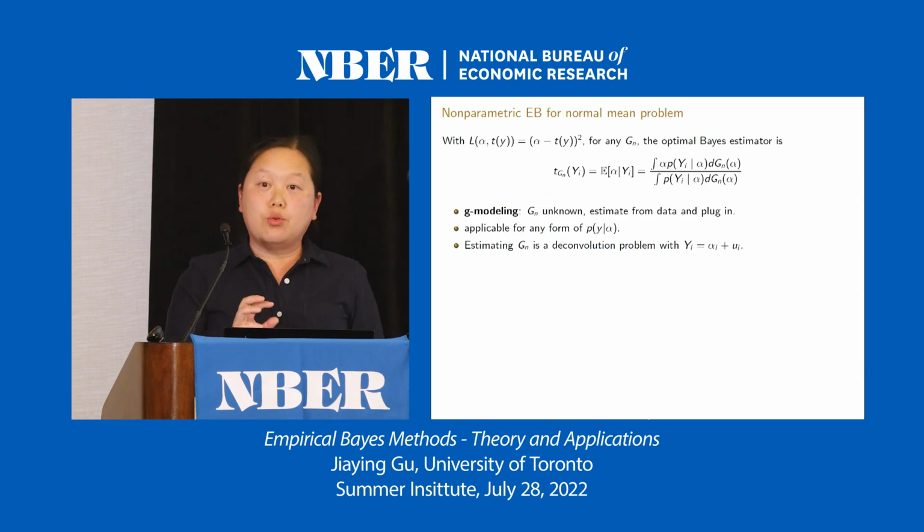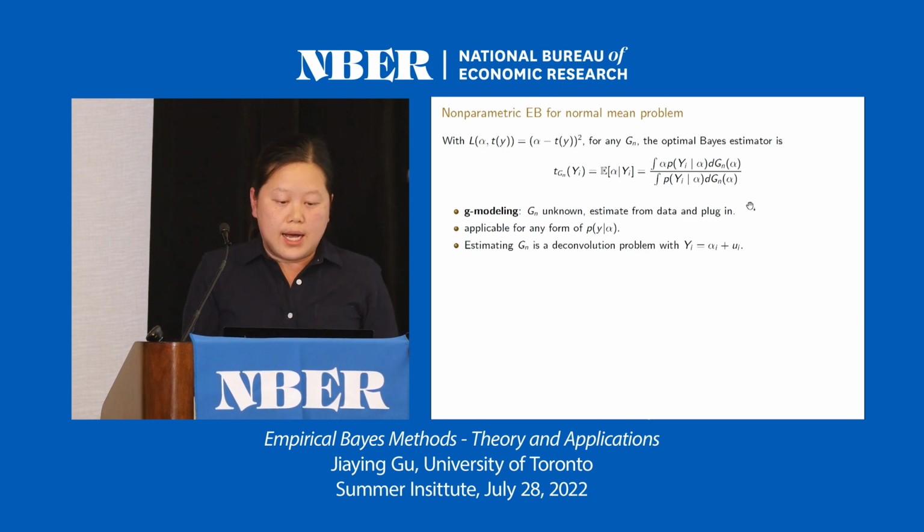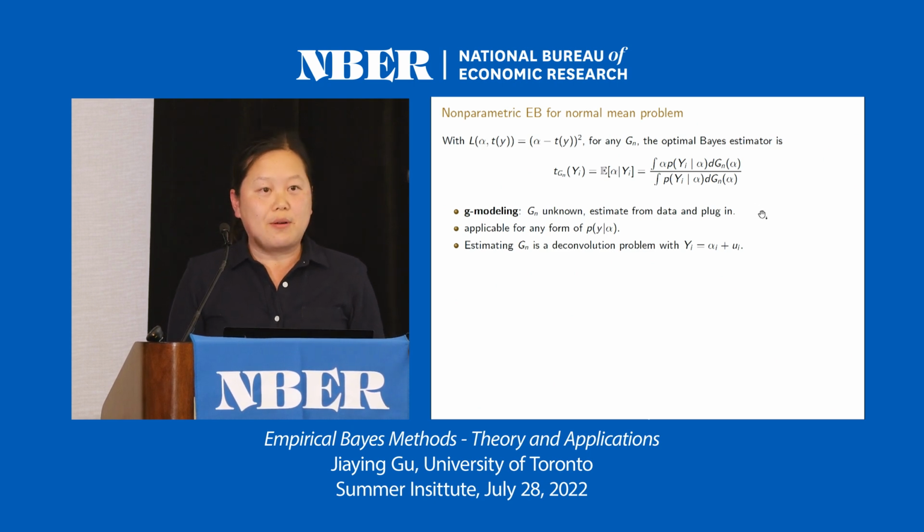Okay, zooming back into the normal mean model, we have the squared error loss. For any G_n that you pass on to me, the optimal Bayes estimator is again the posterior mean, which would take this form. Then let's ask the question: is it feasible to estimate this G_n? This sounds like a great plan, but is it implementable? G_n is unknown. We can estimate it from the data. I'm going to show you an example of why this is doable. The idea is to estimate it and plug in to get a mimic rule for the optimal Bayes estimator.